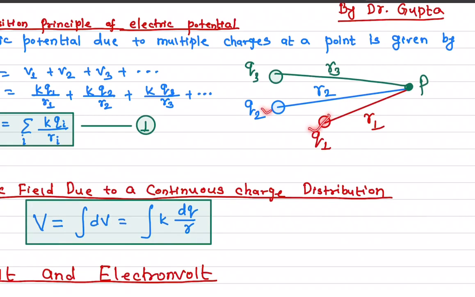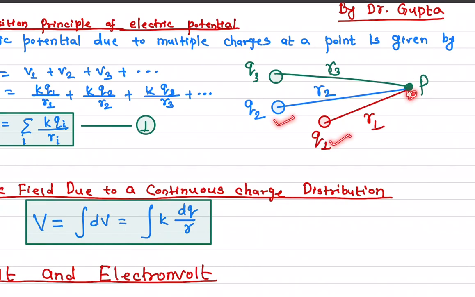Okay, so we are now trying to find out the total potential at this point P due to charge Q1, charge Q2, and Q3. How do you do that? And remember, the potential is a scalar quantity. It's not a vector quantity. That means it has only magnitude, not the direction. So what does the superposition principle tell you? The superposition principle tells you the potential at this point is the sum of potential due to all these charges.